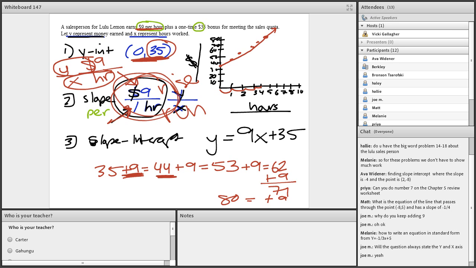Also, look, the y-intercept also had a unit of dollars. And so if the y-intercept has a unit of money, then that means that what y is representing is money. And then x will represent whatever else we're measuring in that problem.